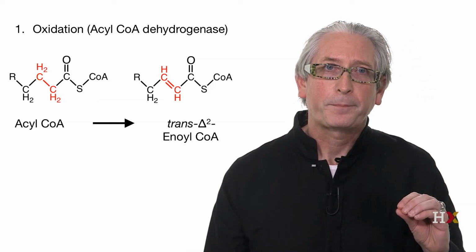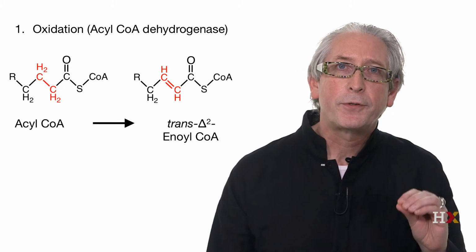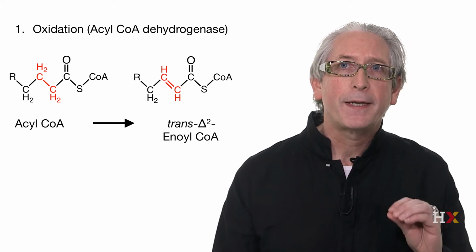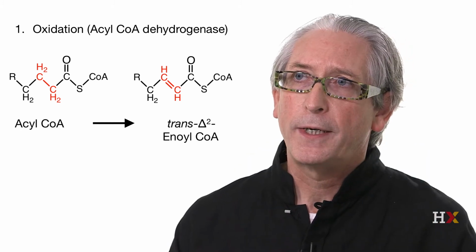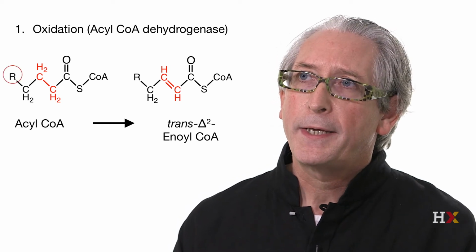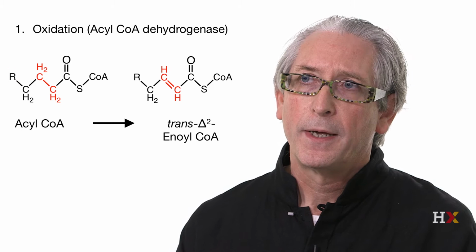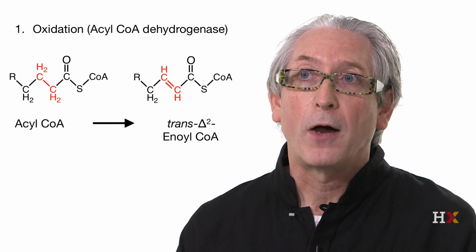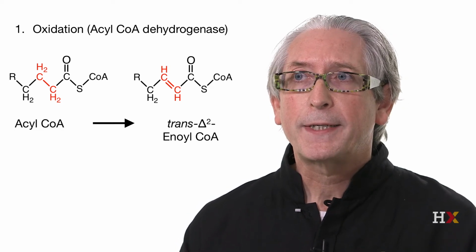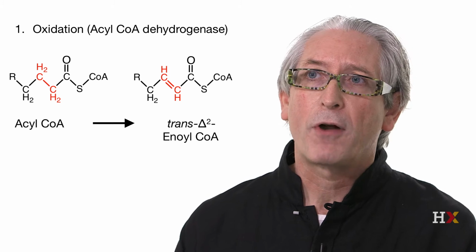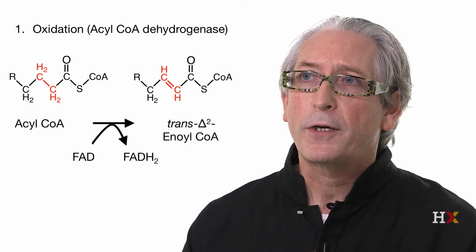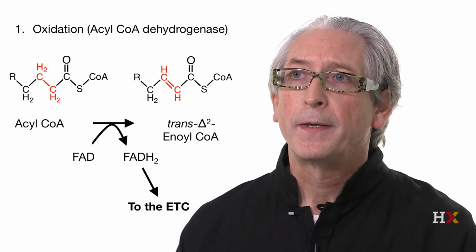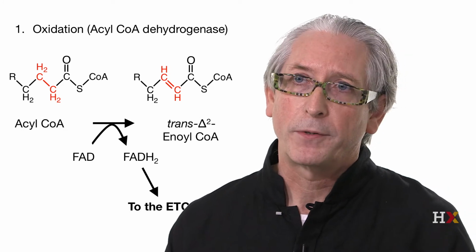The first step is an oxidation that introduces a double bond into an acyl coenzyme A, forming a trans-enoyl coenzyme A. In the structure shown here, the letter R indicates the remaining of the fatty acid chain. The oxidation occurs at the beta carbon, hence the name of beta oxidation. The reaction is catalyzed by the acyl coenzyme A dehydrogenase and is coupled with the reduction of FAD to FADH2. FADH2 can then transfer its electrons and protons to the electron transport chain.